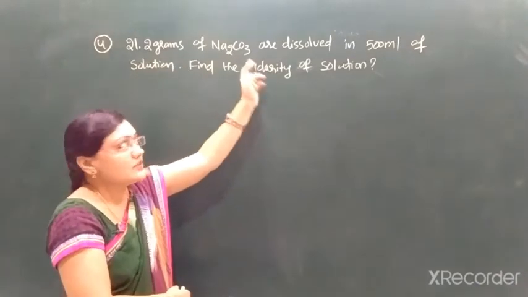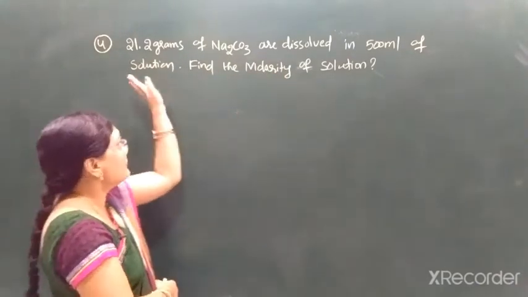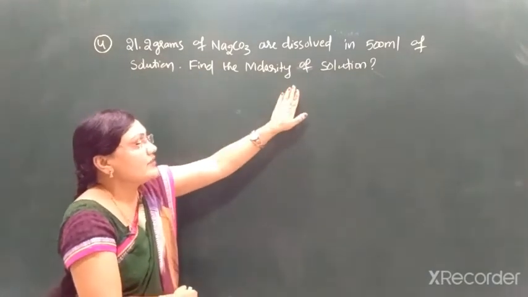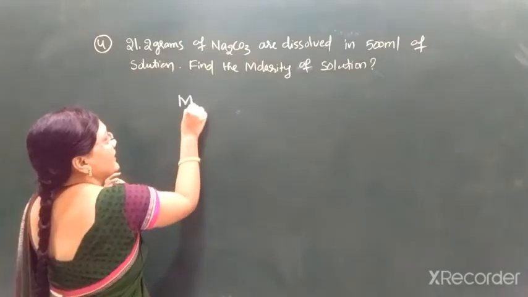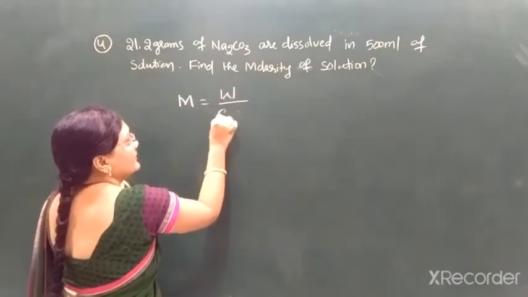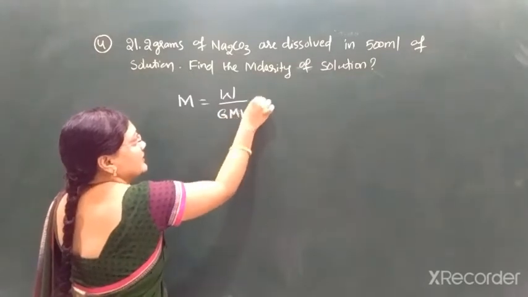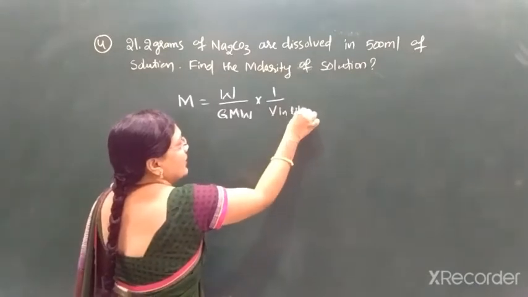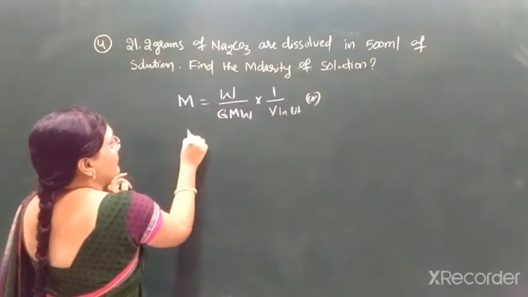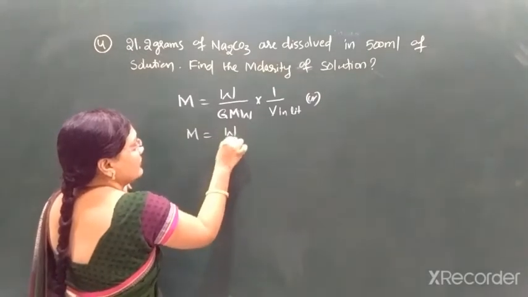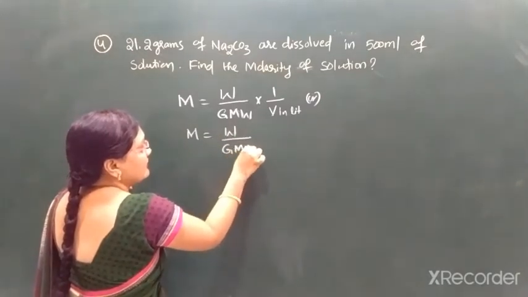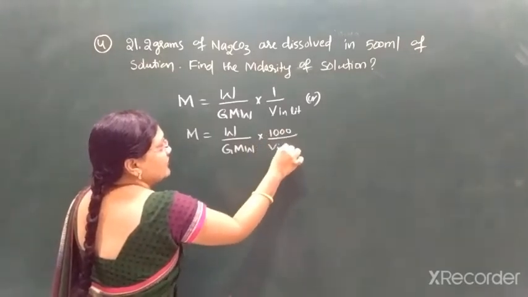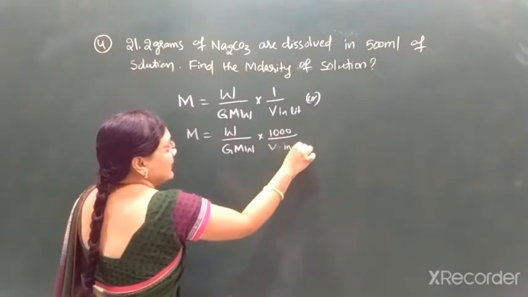21.2 grams of Na2CO3 are dissolved in 500 ml of solution. Find the molarity of the solution. This formula is molarity equal to weight by gram molecular weight into 1 by V in liters, or molarity equal to weight by gram molecular weight into 1000 by V, volume in milliliters.